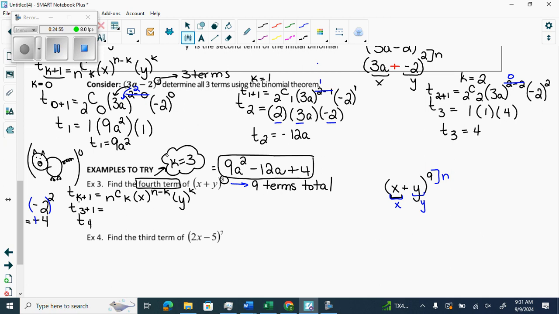Very important information. N doesn't change, x doesn't change, y doesn't change. They are what they are, right? They come from the binomial. Okay, n is 9. It doesn't change. 9C, my k is 3. So if you want to help yourself out, you could say x equals x. In this case, y equals y. N equals 9. K equals 3. Then you just plug in the numbers for the variables, right?